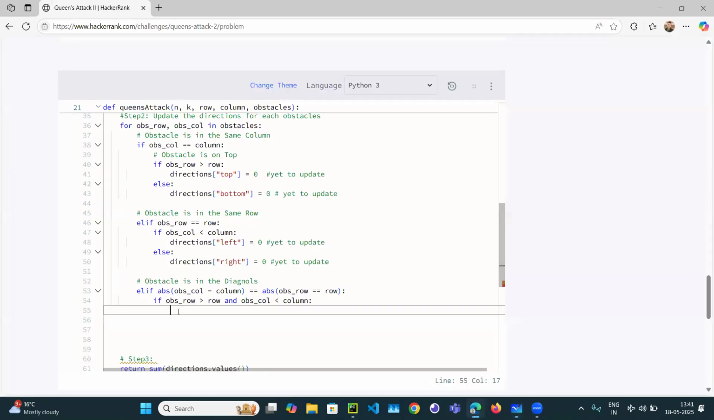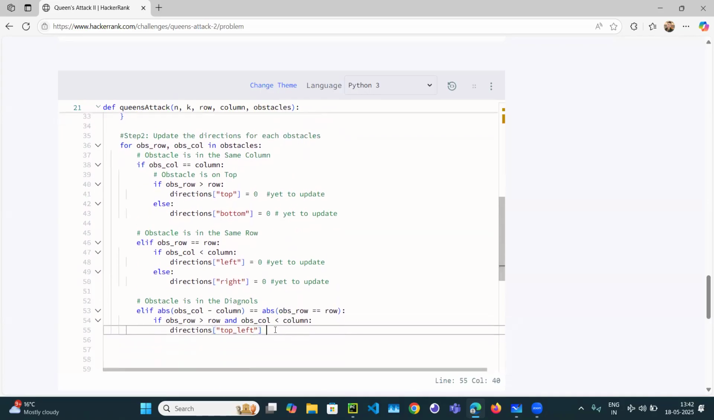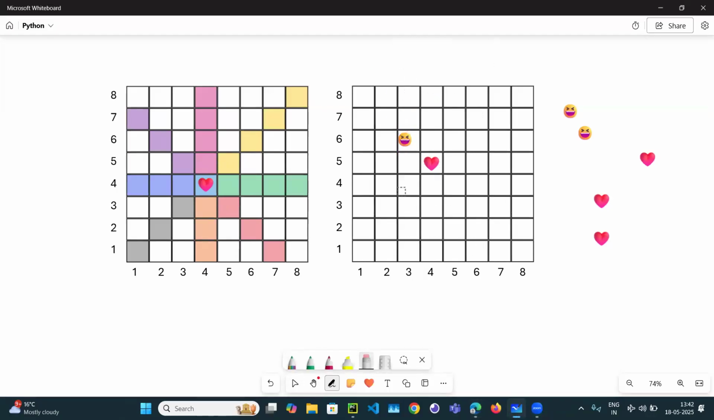So if obstacle is in the top left, you need to update the top left variable. So top left variable, yet to update. We are going to come to this formula, so you don't need to worry. Okay, let me rub this. So we're done with that.